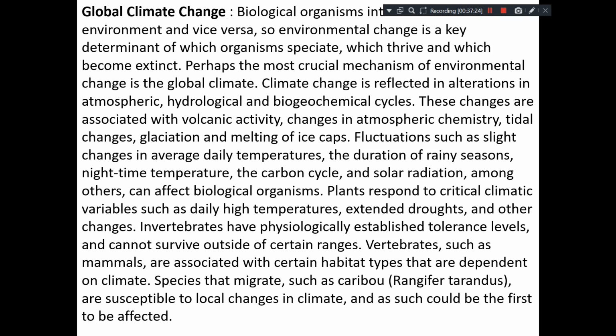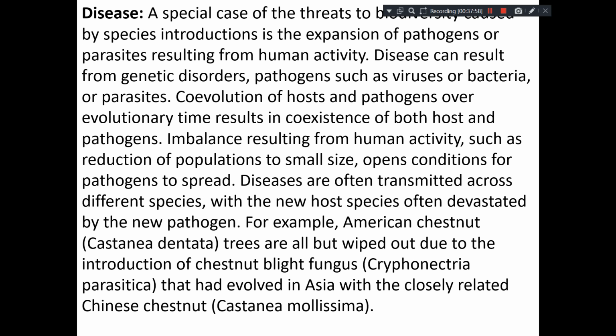Many organisms have physiologically established a tolerance level. Because of this global climate change, because of the rise in the temperature and all, if the temperature goes beyond their critical minimum temperature or critical maximum temperature, it will certainly affect the life there. So the species, even their migration is affected. So they no longer will survive. Even sometimes diseases affect the wild animals and plants.